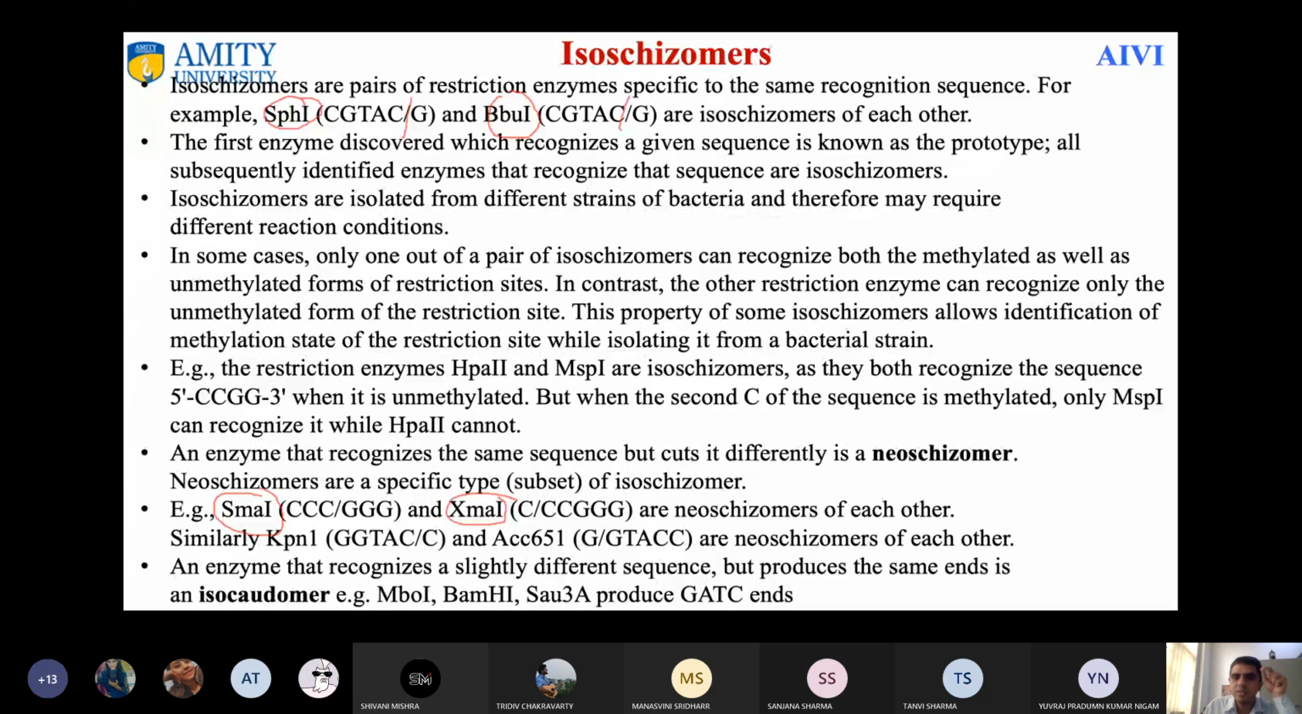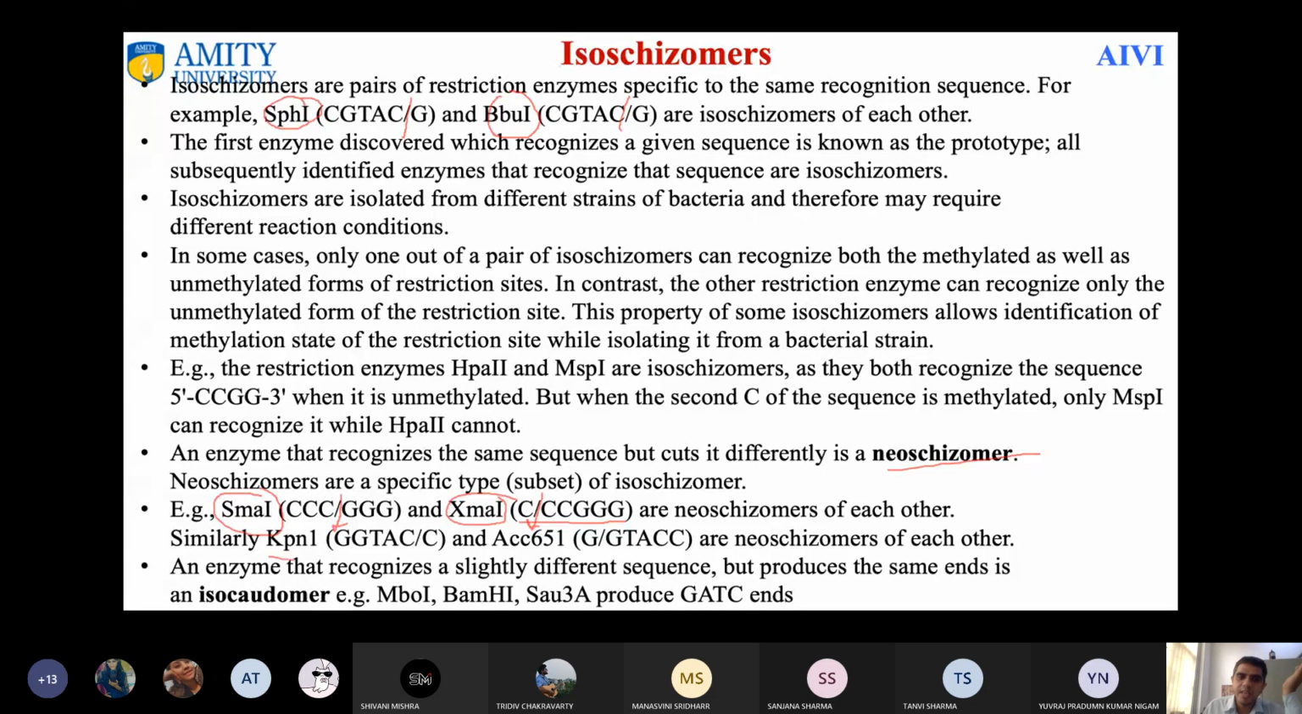So the example here is SmaI and XmaI. The enzymes isolated from two different organisms are recognizing CCCGGG. The sequence produced here is also CCCGGG, but SmaI is going to produce the cut here, which simply means it is going to produce a blunt cut, whereas XmaI is going to produce the cut at this location, which means it is going to produce a sticky end. So this type of enzyme we call neoschizomers, recognizing the same sequence but producing the cut differently.